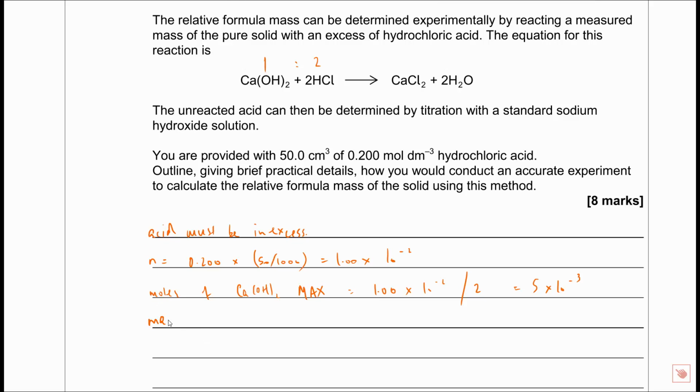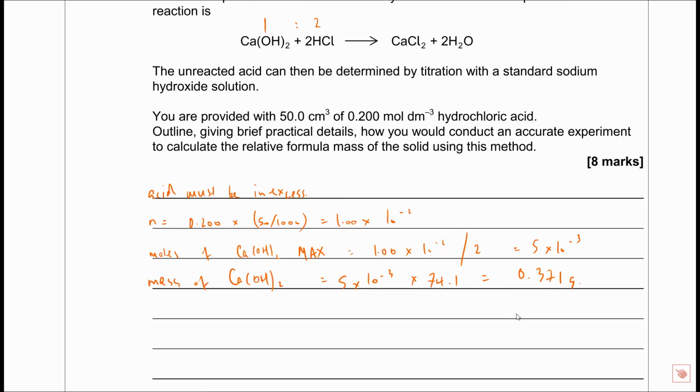So that would equate to this value here, then we obviously need to have less than that. So mass is going to be worked out as this value of moles times 74.1, which is what you get from the periodic table. And that comes out to be 0.371 grams.